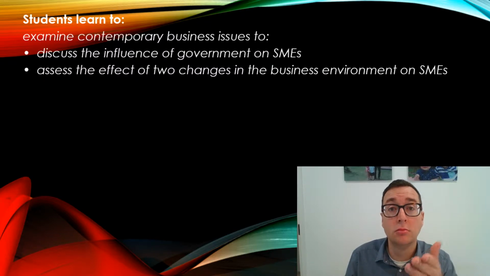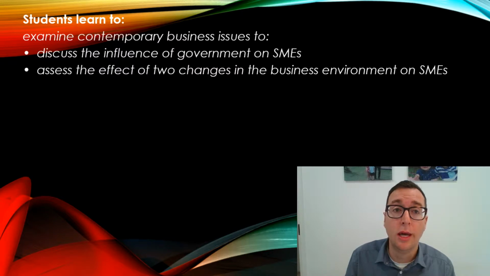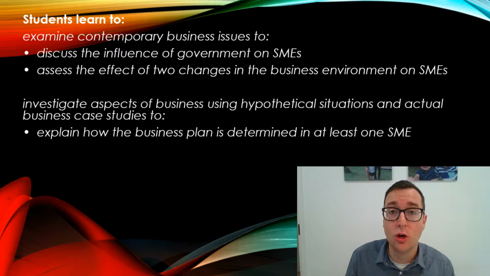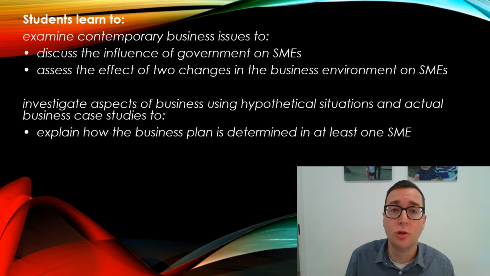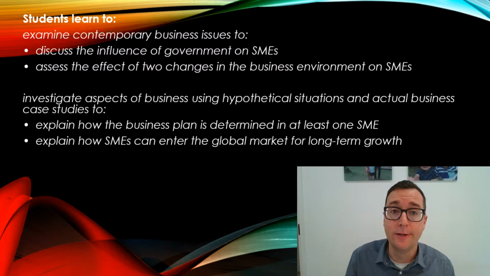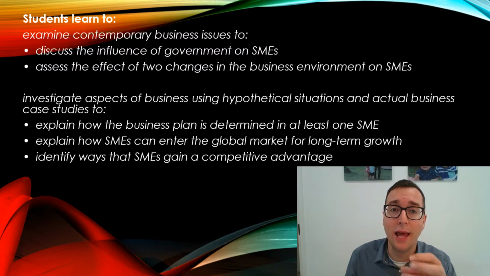All right, the third dot point of the students learn to: explain how the business plan is determined in at least one SME. So have a case study, explain how the business plan is determined in at least one of these small to medium enterprises. Fourth dot point, the students learn to explain how SMEs can enter the global market for the long term. The fifth and the third last dot point, students learn to identify ways that SMEs gain a competitive advantage.